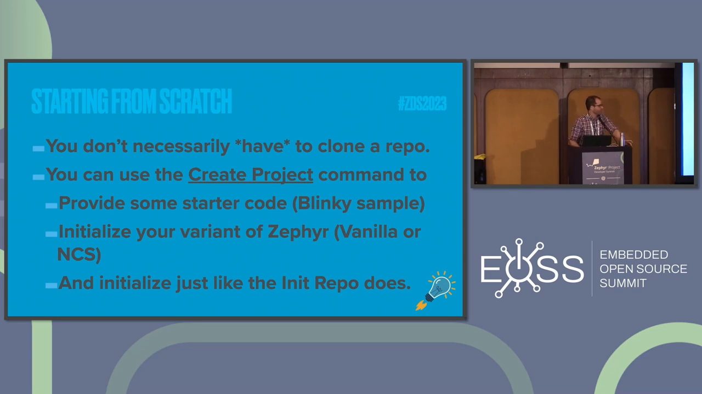So what this will do is take the Blinky sample, clone it, and set up a West manifest file depending on what flavor of Zephyr you want. You can choose either NCS or vanilla at this point, and vanilla is just the regular standard Zephyr. Then it'll pull your dependencies and set up any of your Python requirements. It basically does a pip install with the requirements, to make sure you have the right things.